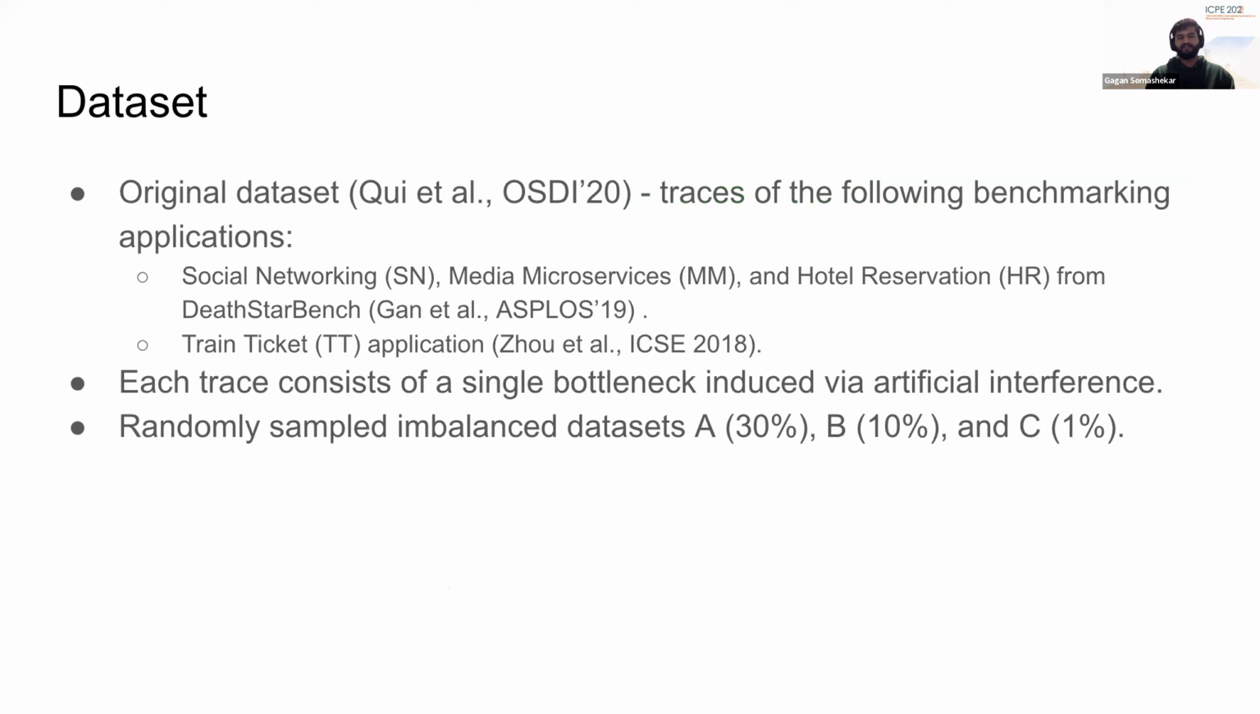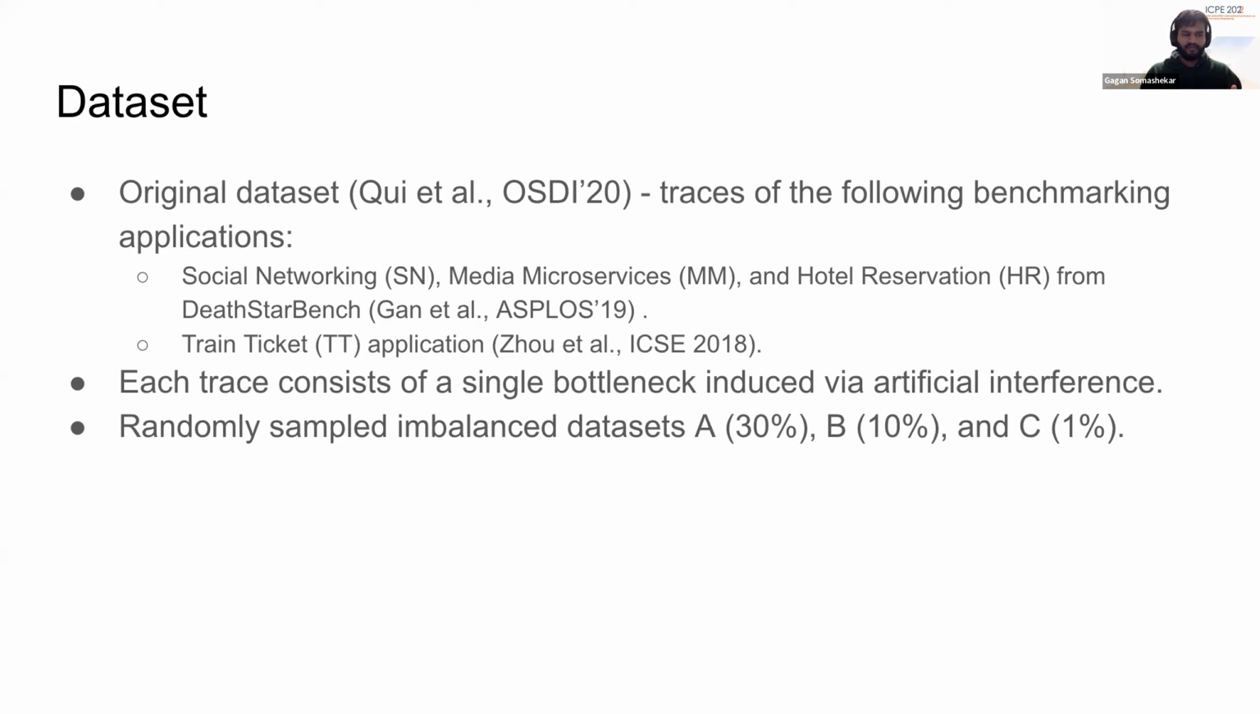Coming to the dataset, we use the FIRM dataset that was published as part of OSDI 2020. This dataset consists of traces of the DeathStarBench benchmark framework, and also the Train Ticket application. Each trace in this dataset consists of a single bottleneck induced via artificial interference.